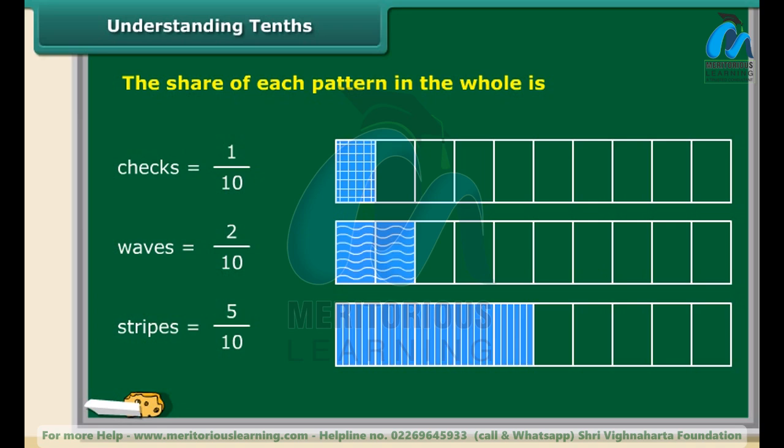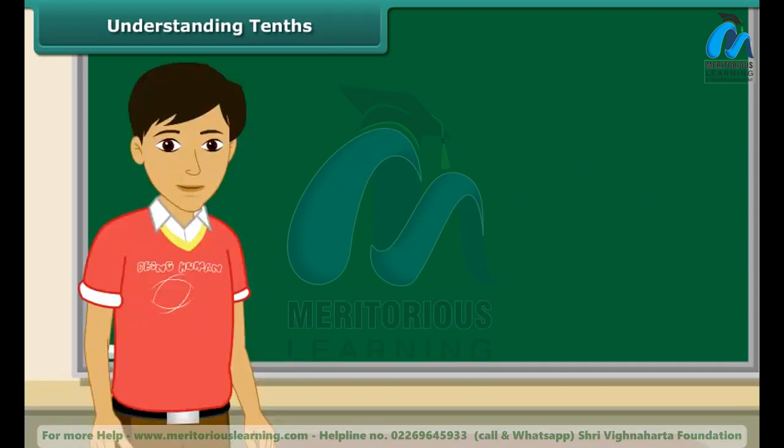Thus, while one part is 1/10, 2 parts show 2/10, and 5 parts represent 5/10. 1/10 can be written as 0.1 in decimal notation, 2/10 as 0.2, and 5/10 as 0.5. Let us now learn to read and write decimals.